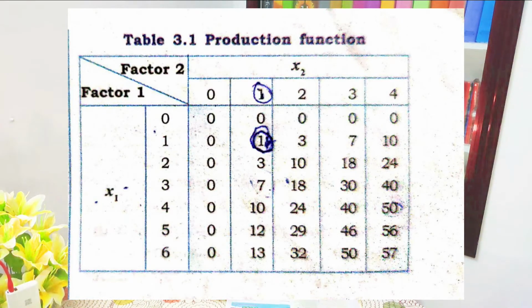Again, another combination is when we use 4 units of x1 and 4 units of x2, we get an output equal to 50. And in another combination, when we use 6 units of x1 and 3 units of x2, we get an output level equal to 50. So, in order to increase output, we use different combinations of x1 and x2.